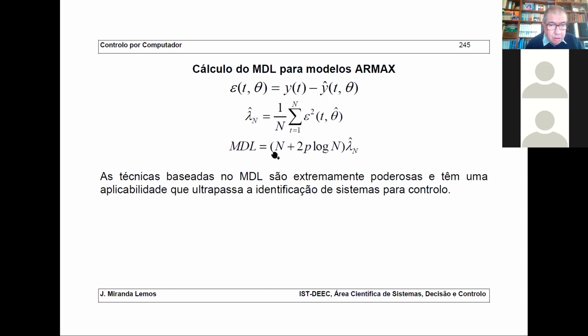So you have one term, n is the number of observations, p is the number of parameters. So you have one part associated with the number of parameters, and one part associated with the capacity of your model to explain the data. Okay, and there is a kind of waterbed effect between these two terms.